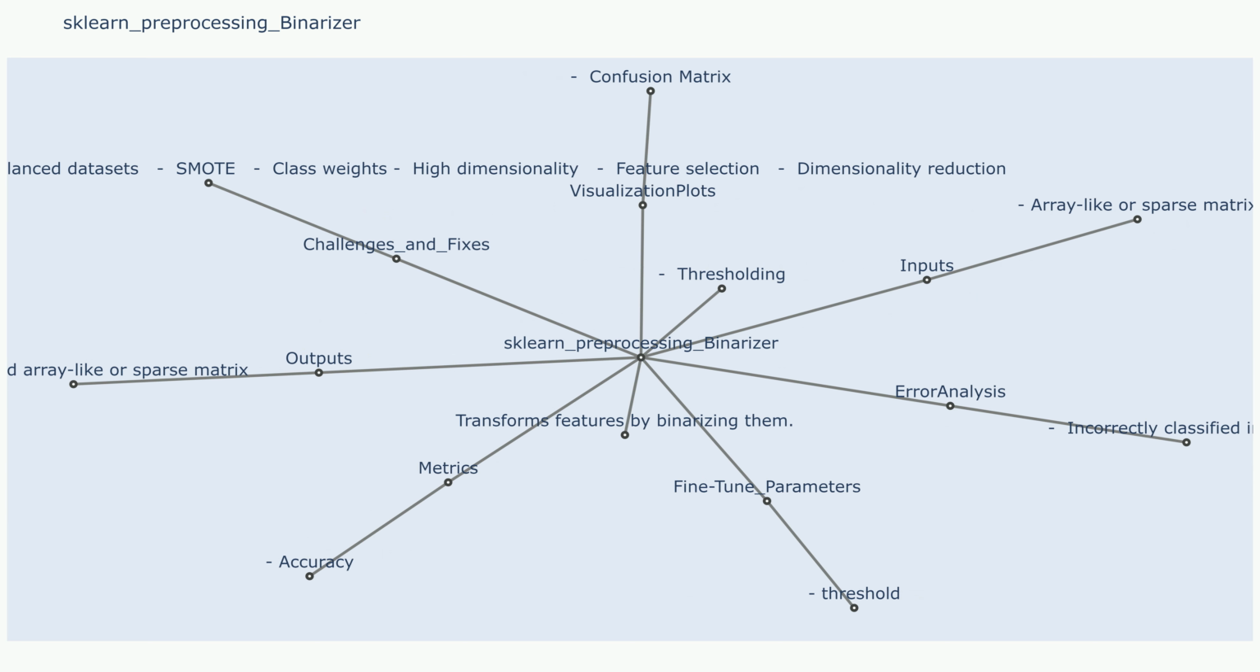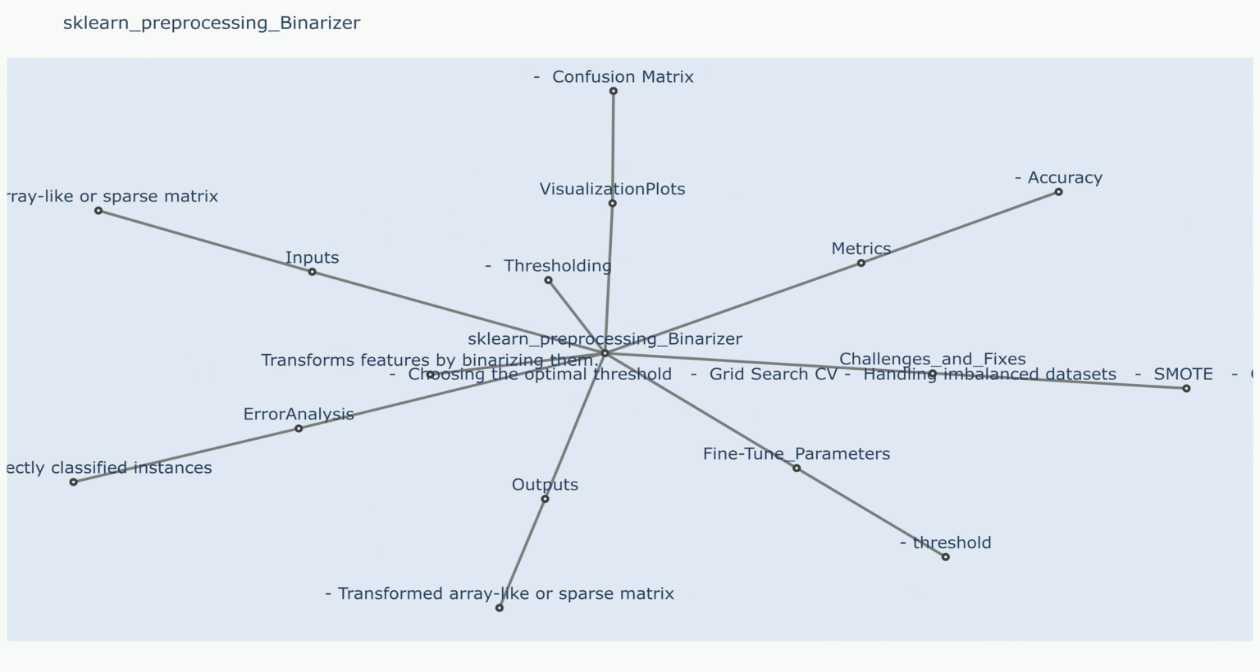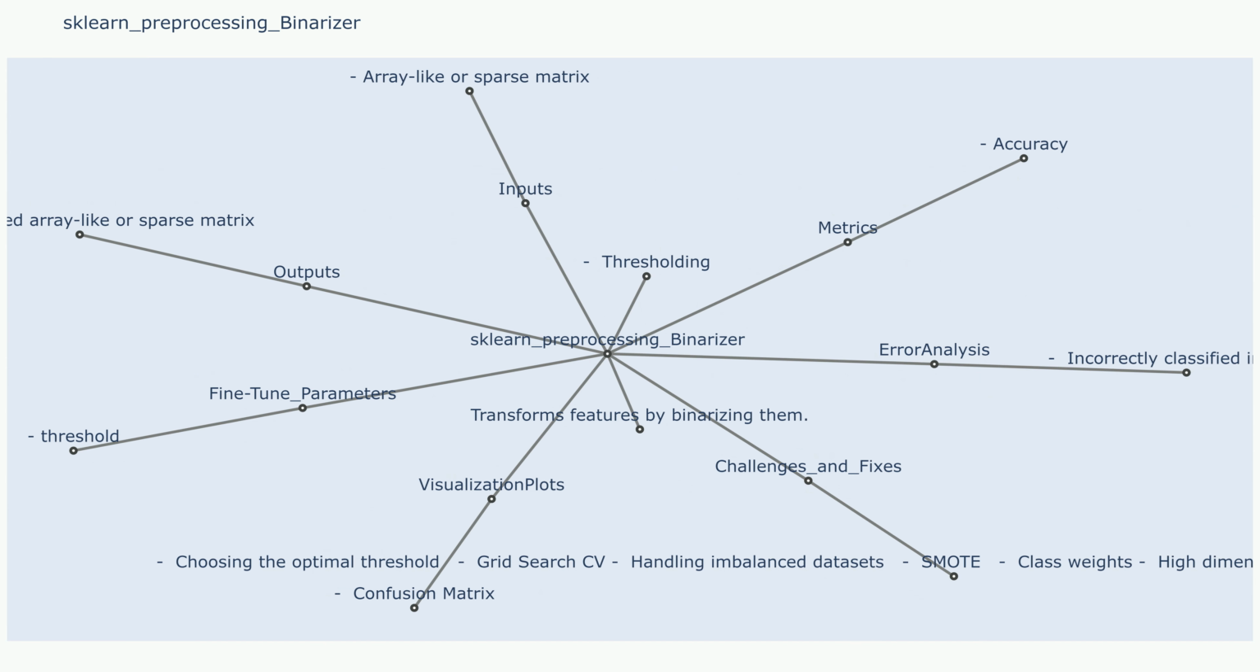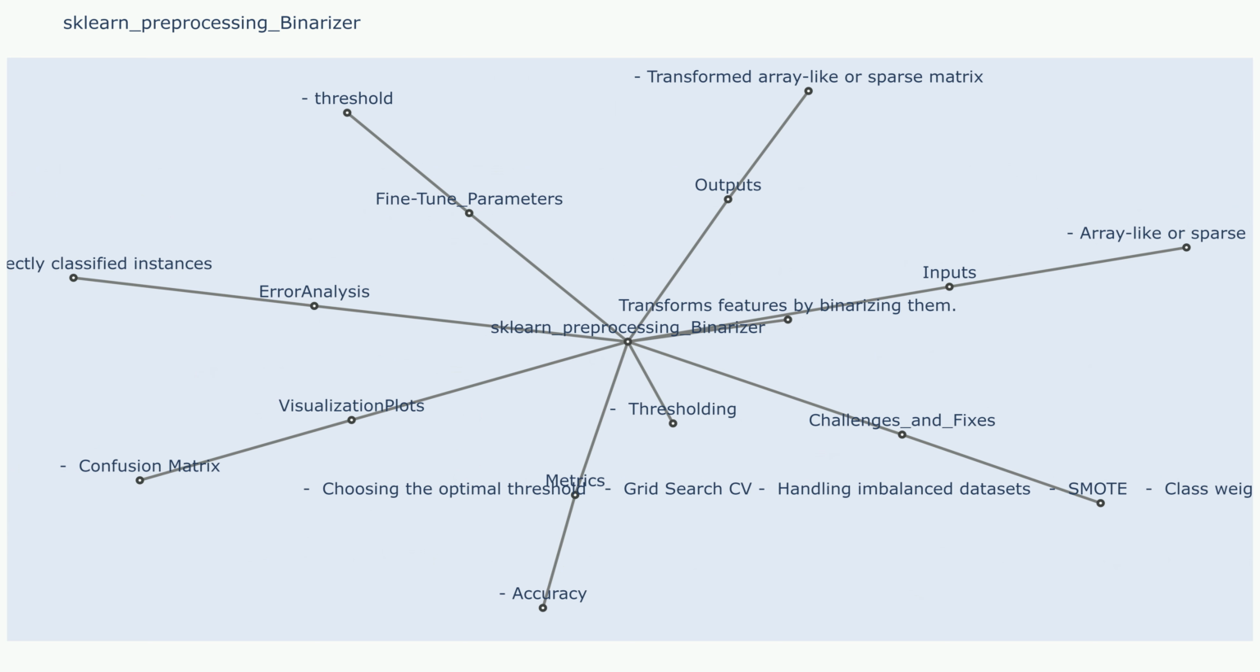Fixes to challenge 1. Domain expertise: consult domain experts to understand the significance of different threshold values in the context of the problem. Exploratory data analysis: visualize the distribution of the features and identify potential thresholds based on meaningful breakpoints. Grid search: experiment with a range of threshold values using grid search cross-validation to find the optimal threshold that maximizes model performance.